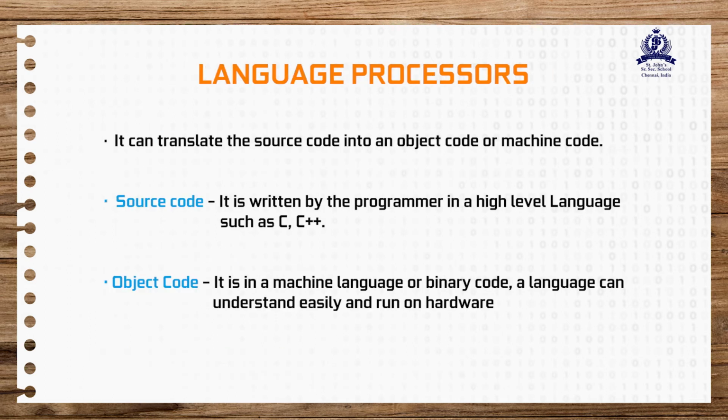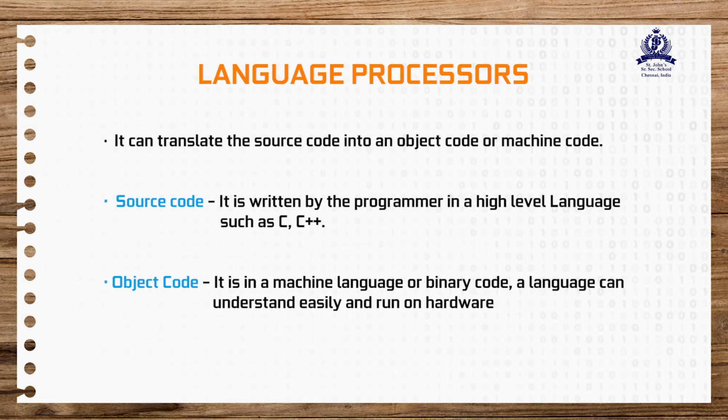The next one is language processors. The second category of system software is the language processor. What is the use of this language processor? It is used to translate the source code into object code or machine code. In the beginning, in the computer system architecture, I said whenever we enter any data, the data are not sent as usual. All the data are converted into machine language, that is zeros and ones. How the data are converted into machine code is with the use of language processors.